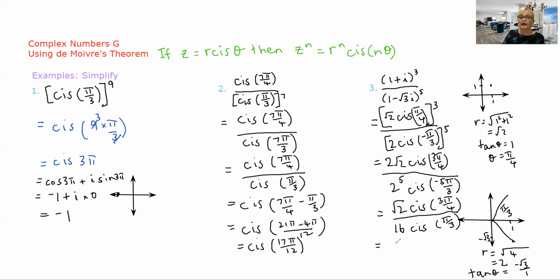Now we're just going to do our subtraction of these angles. 3 pi on 4 minus pi on 3 is 9 pi on 12 minus 4 pi on 12, which is 5 pi on 12. And there you have it.